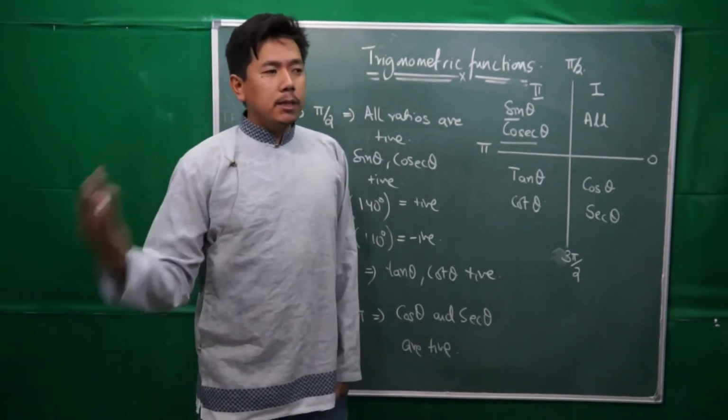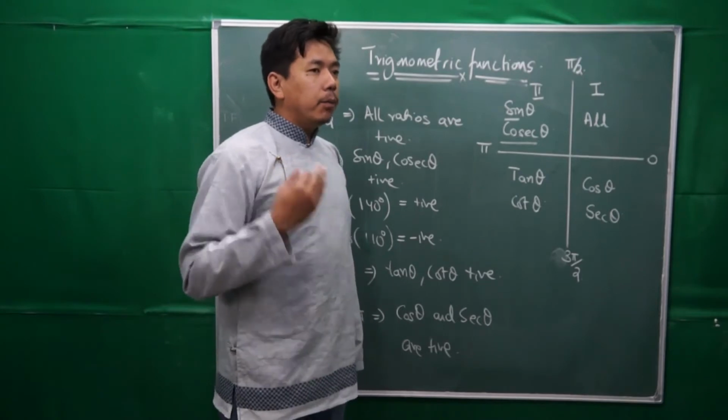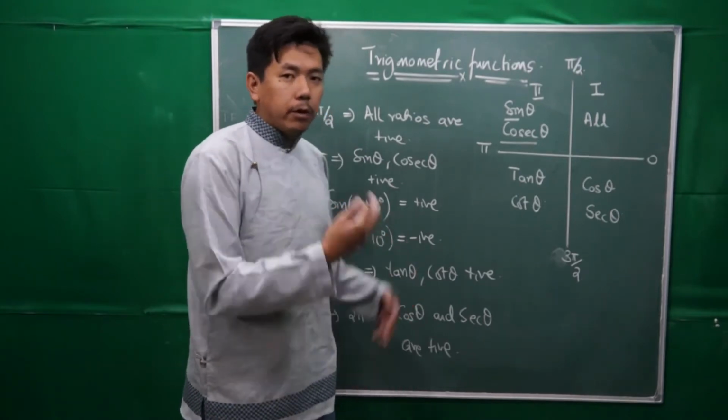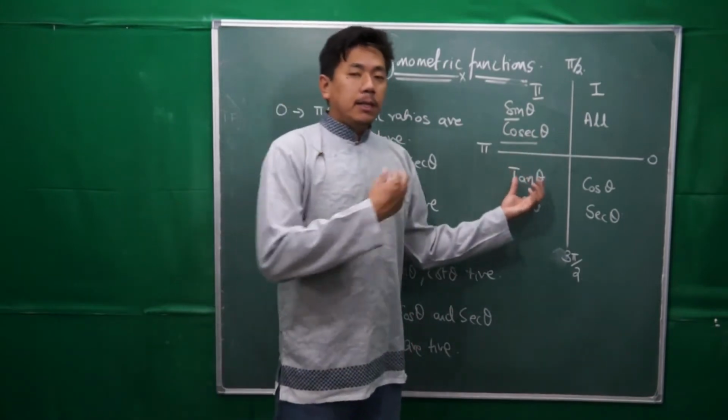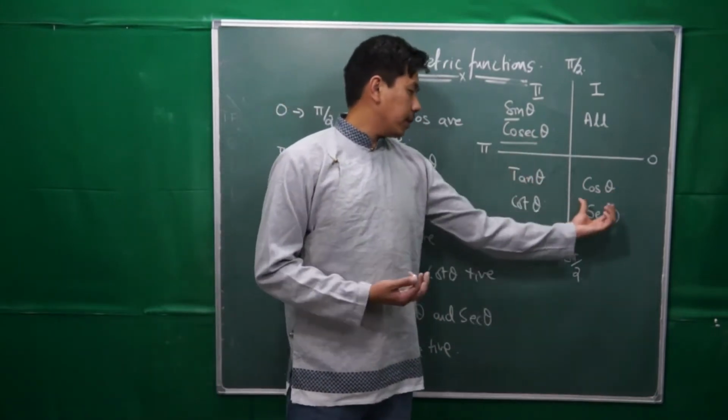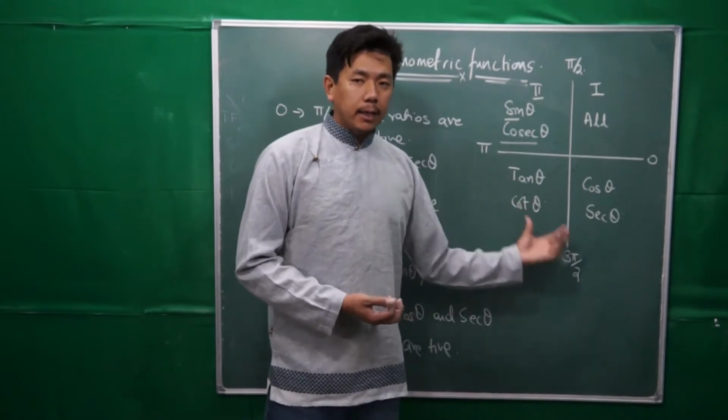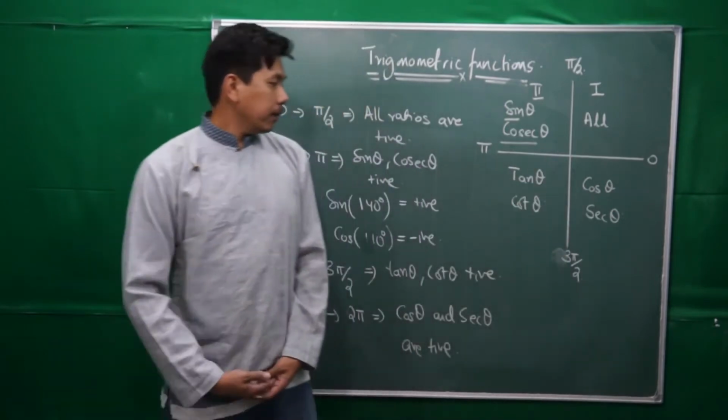Now, what is the value? We are not talking about that. What we are talking about is whether it is positive or negative. All right, so in this quadrant, sine and cosec are positive. In the same way tan and cot, and cos and sec, are positive depending on the angles between the ratio.